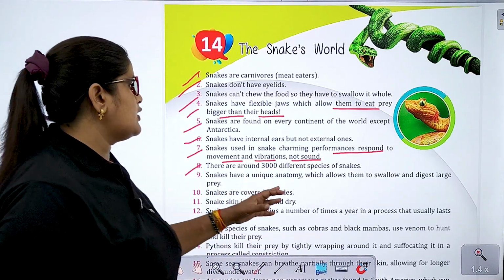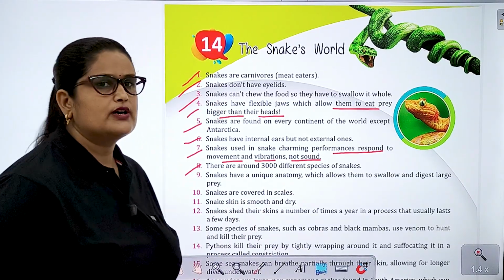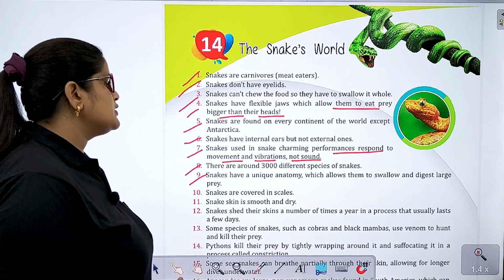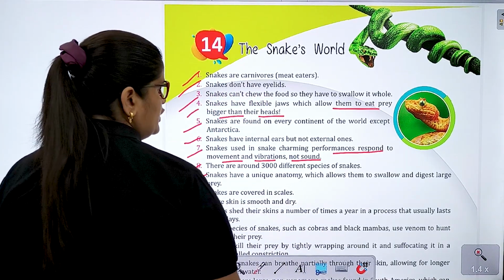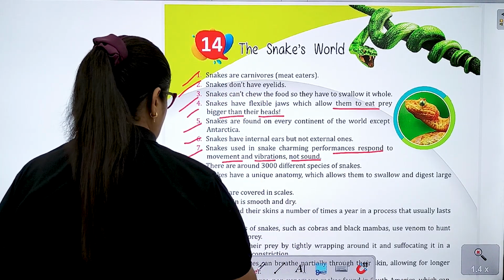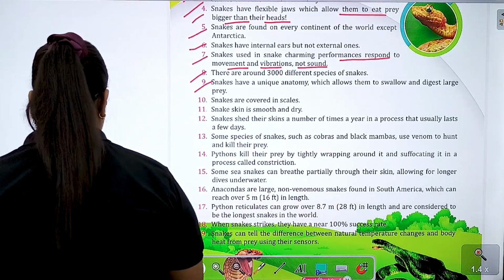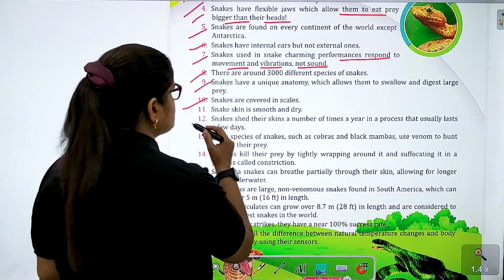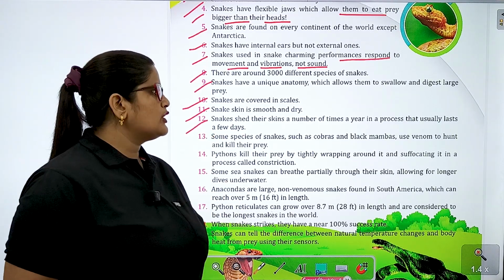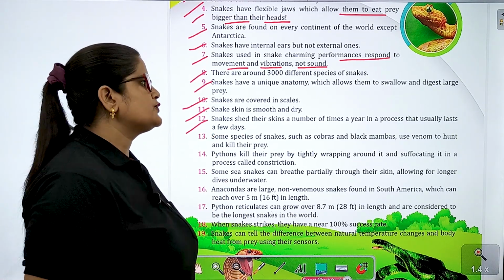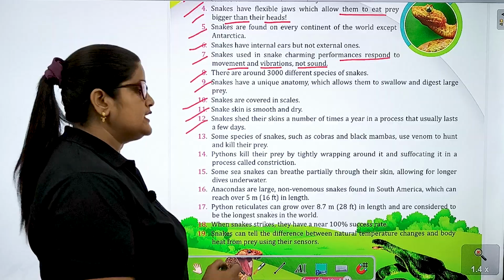There are around 3,000 different species of snakes. Snakes have a unique anatomy which allows them to swallow and digest large prey. Snakes are covered in scales. Snake skin is smooth and dry. Snakes shed their skins a number of times a year in a process that usually lasts a few days.